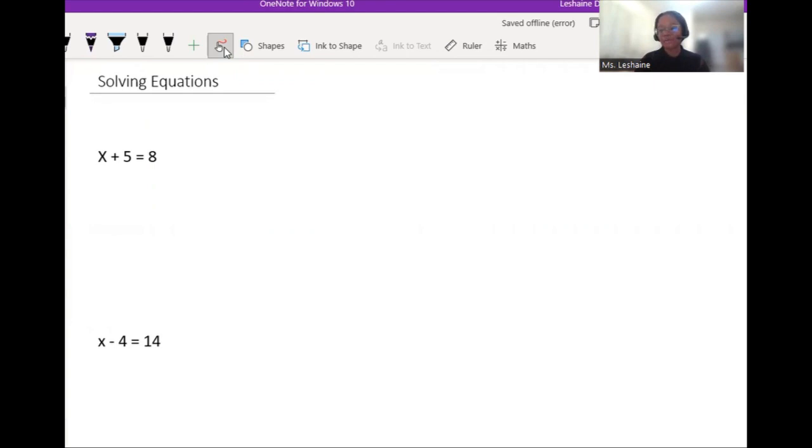Hello! Today we are going to be learning how to solve equations. Now, we know that when we are presented with an equation, it has several parts. In this first equation, I have my variable x. So the variable is the letter or the symbol that you are trying to find the value of. So I have my variable x, and I also have some constants. I have my 5 and I have my 8.